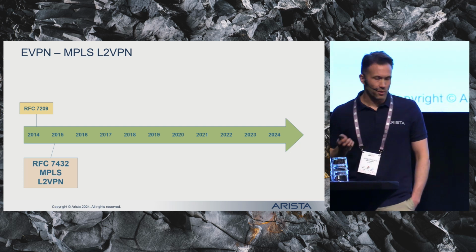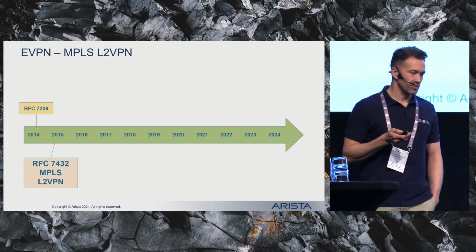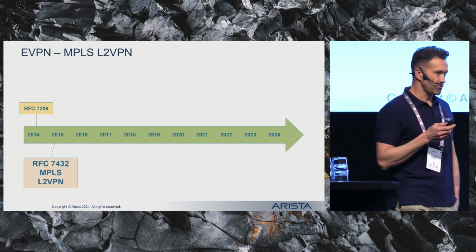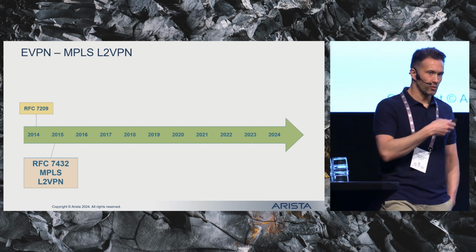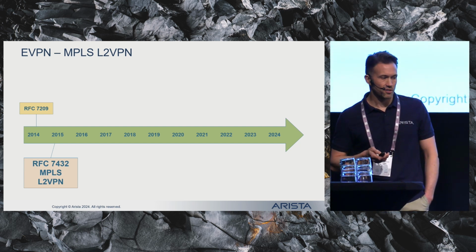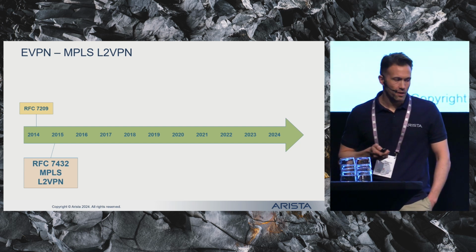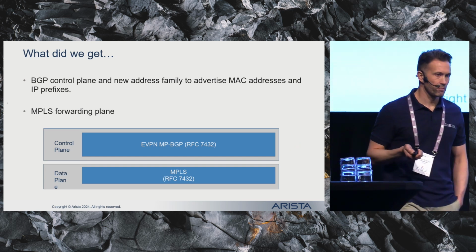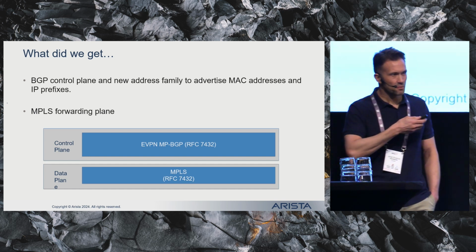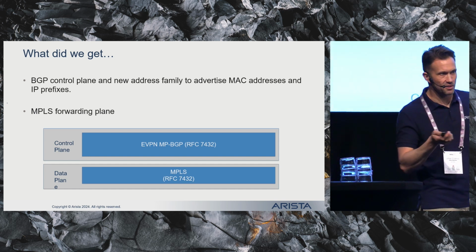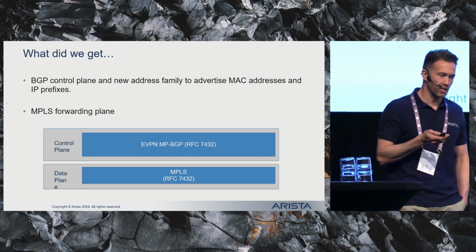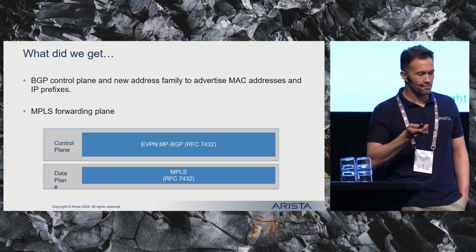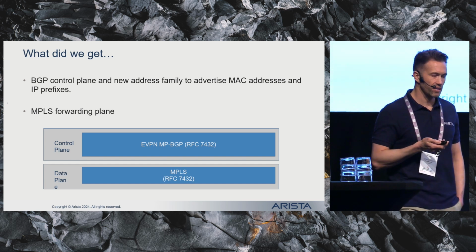The first use case that was targeted was layer 2 VPNs over MPLS. So RFC 7432 fulfilled the requirements specified in that first RFC. So what did we get with this RFC? Well, BGP was reused as a control plane. But what was introduced was a new address family to advertise MAC addresses and IP prefixes in the network. The first data plane that was used was MPLS, but later other data planes were added in later RFCs.